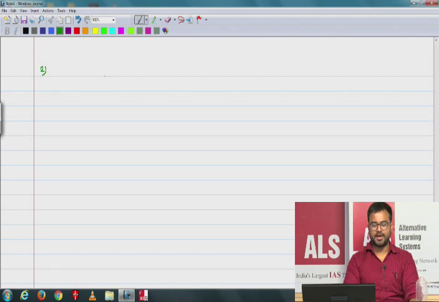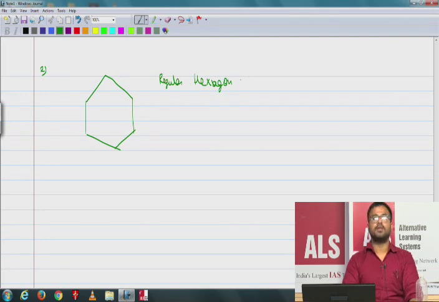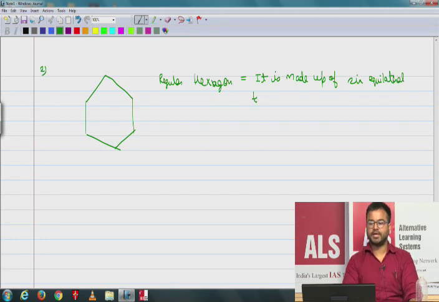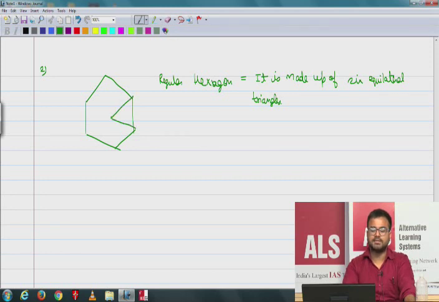And one more important thing is that if we have a hexagon, a regular hexagon, it is made up of 6 equilateral triangles, because from the center, if you join all the vertices, you can see that the central angle is completely divided into 6 parts, 1, 2, 3, 4, 5 and 6.